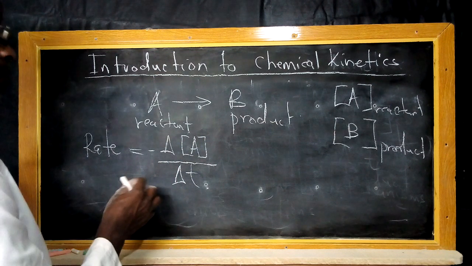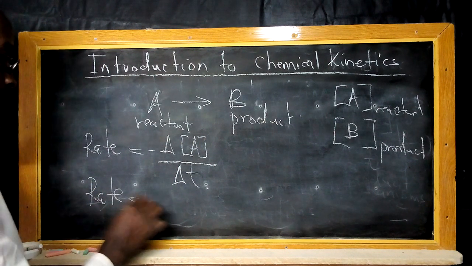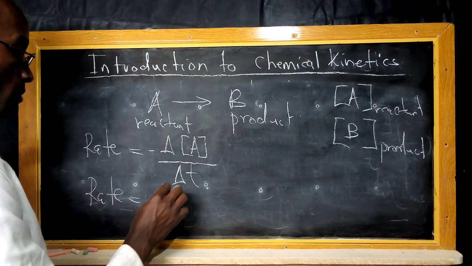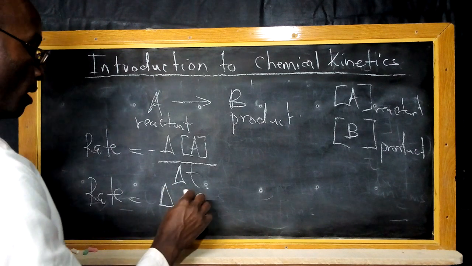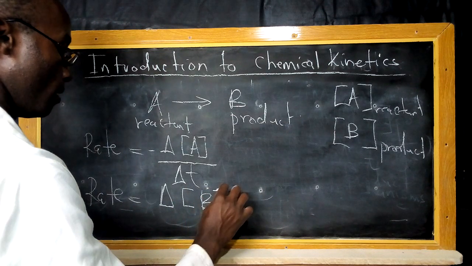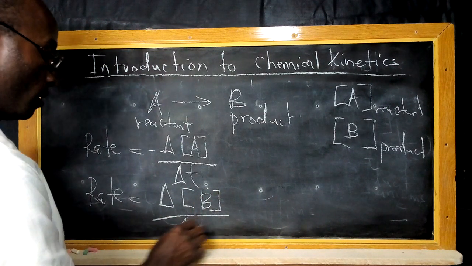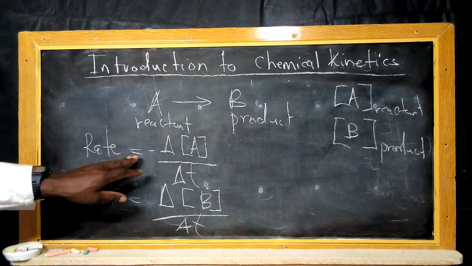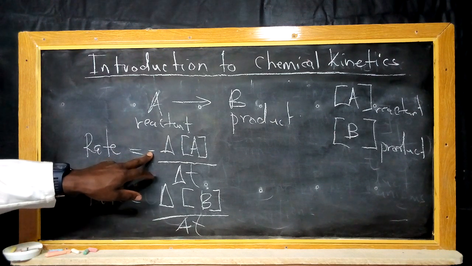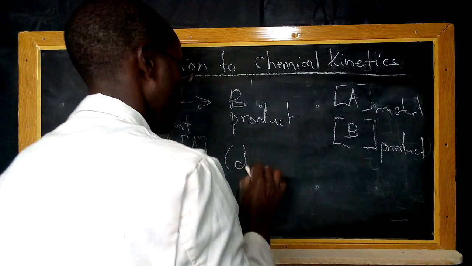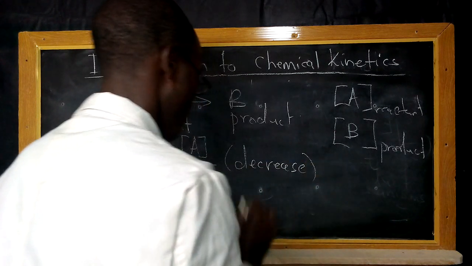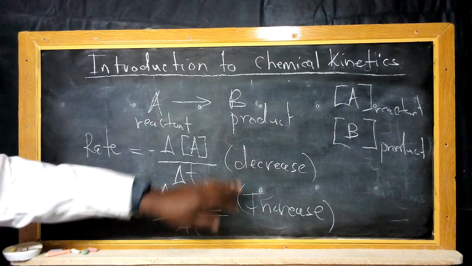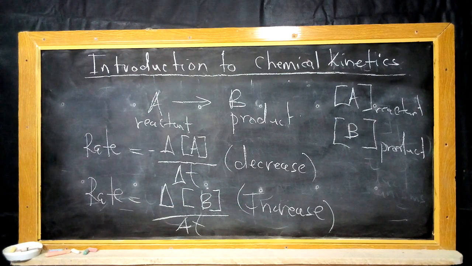So for the product, then its rate as well will be given as, now there is no negative sign which is implying consumption, but there is a positive one, delta B over change in time. So in that case, when the reactants are being consumed, there's a negative sign here implying that they are decreasing. Now this is a decrease and this is an increase. The reactants are being consumed where the products are of course being formed.